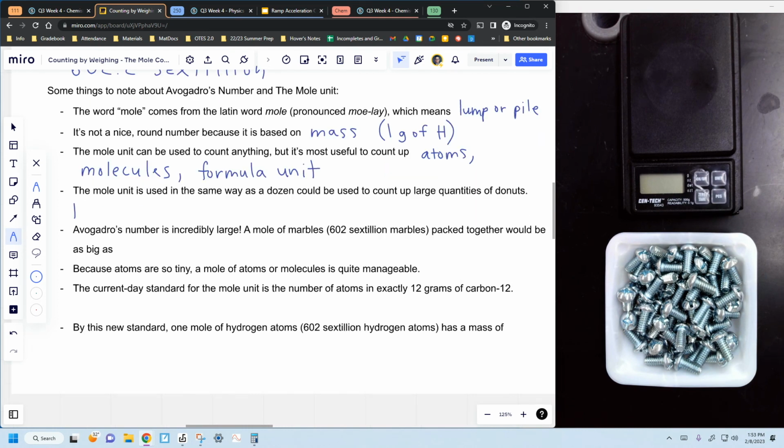The mole unit can be used in the same way you would use a dozen to count up donuts or eggs or some larger quantity that you're interested in. 12 donuts would equal exactly 1 dozen. 36 donuts would equal exactly 3 dozen. And you could also have an uneven number, like 75. 72 donuts would be exactly 6 dozen. 75 is a little bit more. It works out to be 6.25 dozen.